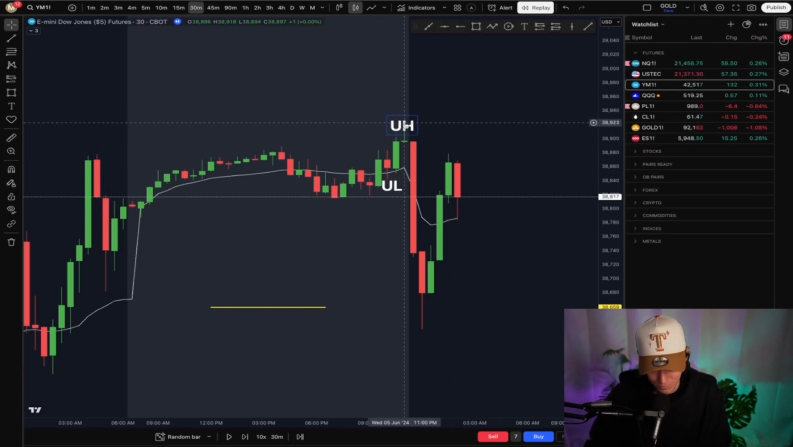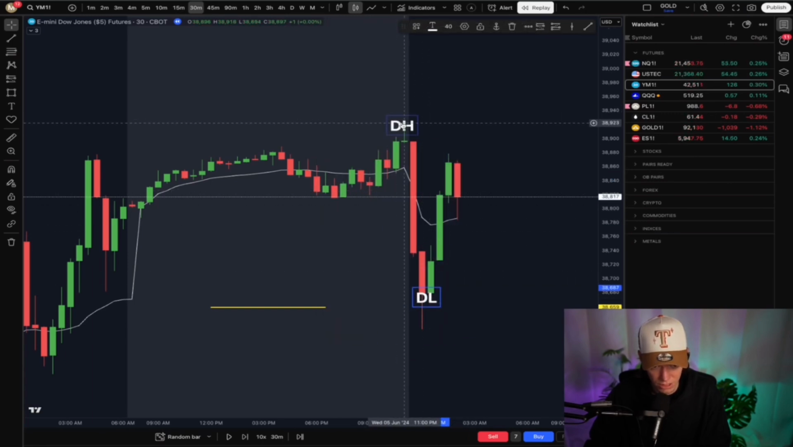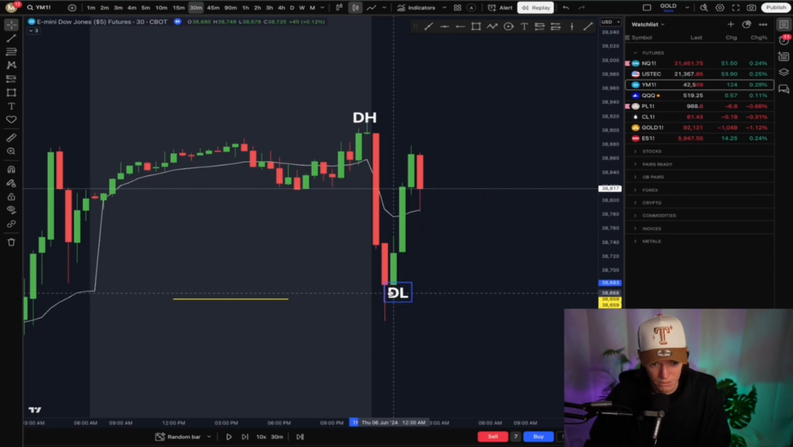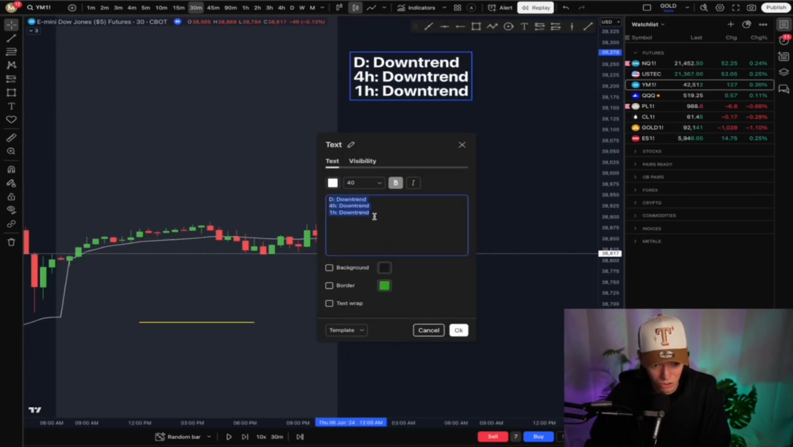And then it changes direction and closes underneath here. So we're in a downtrend now. Downtrend high. Downtrend low. Downtrend low. Downtrend high. There we go, guys. This is looking great. So now we can confirm that the 30-minute is also in a downtrend.